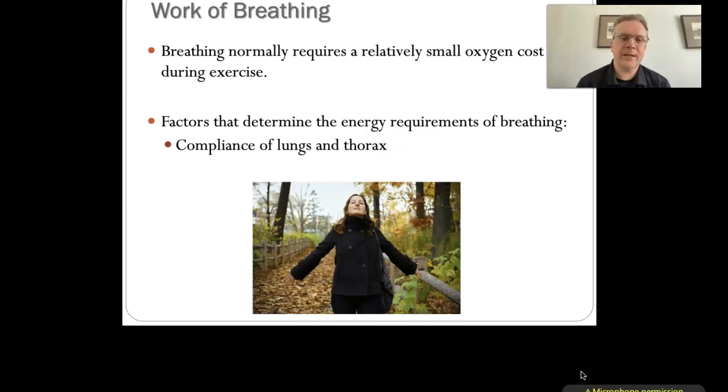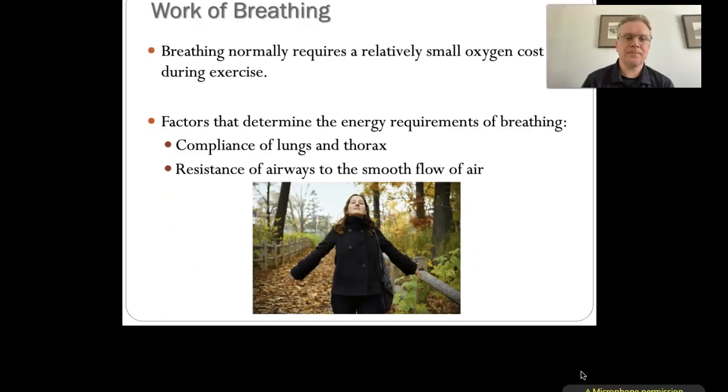So factors that determine the energy requirements of breathing is really the overall compliance of lungs and the thorax itself. So definitely individuals that are maybe compromised in the lungs and experiencing that forceful expiration, any with emphysema or other things, even bronchitis, right? We have more energy utilized just for breathing at that point, right? So compliance of lungs and thorax are going to be the big impacts in regards to overall oxygen costs and energy cost for actual breathing.